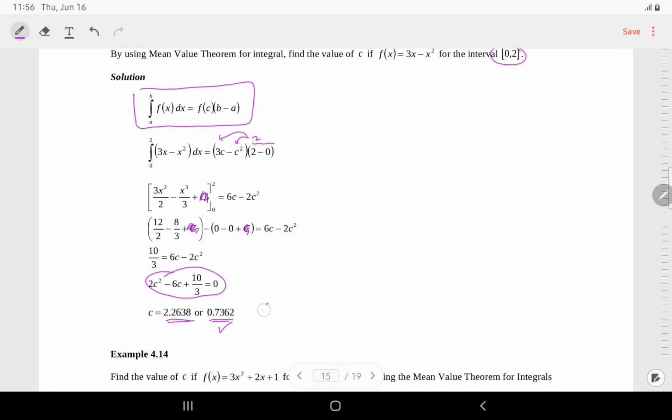So kita tulis jawapan akhir adalah C equals 0.7362. Okay.